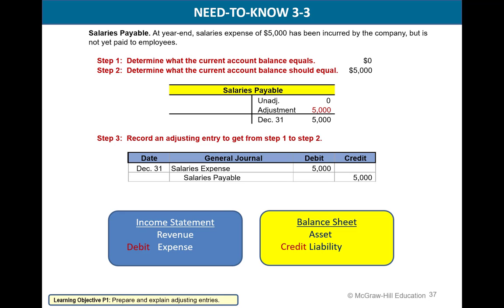Every adjusting entry affects one income statement account, a revenue or expense, and one balance sheet account, an asset or a liability. In this case, we need to credit the liability account, salaries payable, for the $5,000. Since we're crediting the balance sheet, we need to debit the income statement. We debit salaries expense. Remember, no cash is in an adjusting entry. If there's cash out there that wasn't recorded, that should have been a regular daily entry, not an adjusting entry.